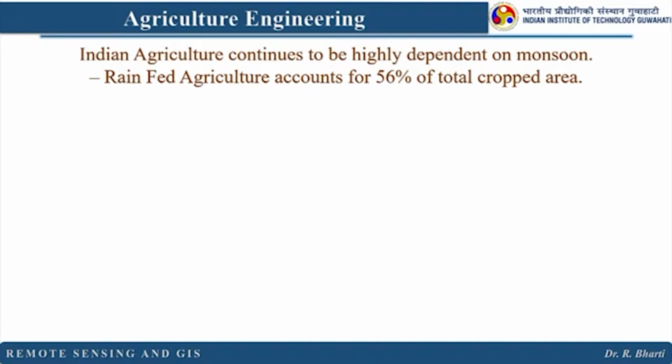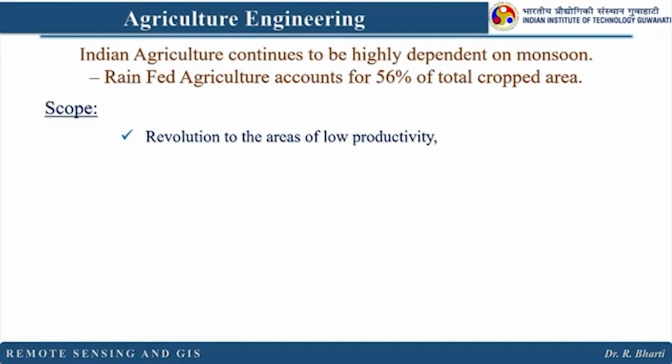So in agriculture engineering, there is lots of scope where you can look for GIS and remote sensing applications. As we know, agriculture is our backbone, right? So we need to increase the productivity, we need to monitor all different parameters so that the production or yield will be more. So let us see what are the different scopes where we can use our remote sensing and GIS techniques.